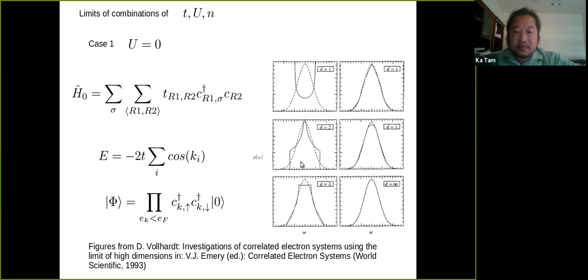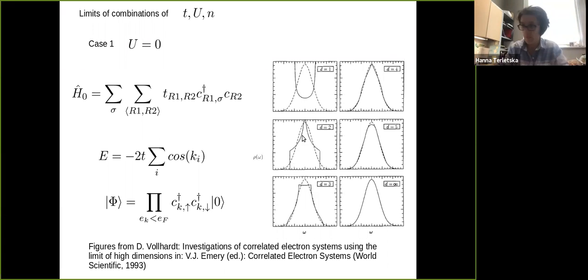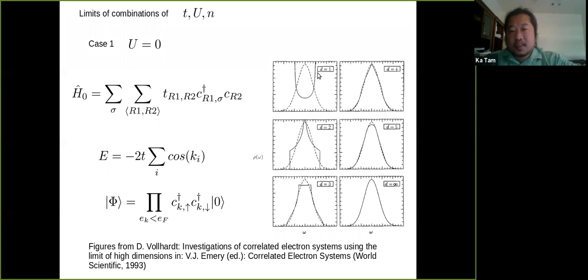This is just a figure I pulled out from this book chapter, which is the density of states at different dimensions. The dashed line is the case for infinite dimension. People are interested in infinite dimension because it is related to DMFT, which Hannah will talk about next week. So the dashed line here is the density of states for infinite dimension, and the solid lines are the density of states from 1D, 2D, 3D to 4D, 5D, 6D, and infinite D.